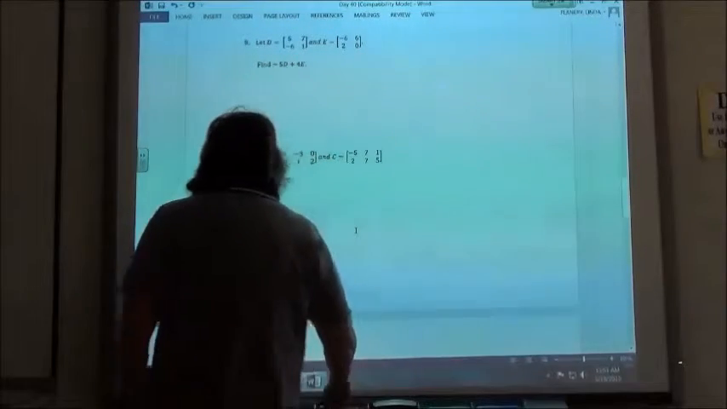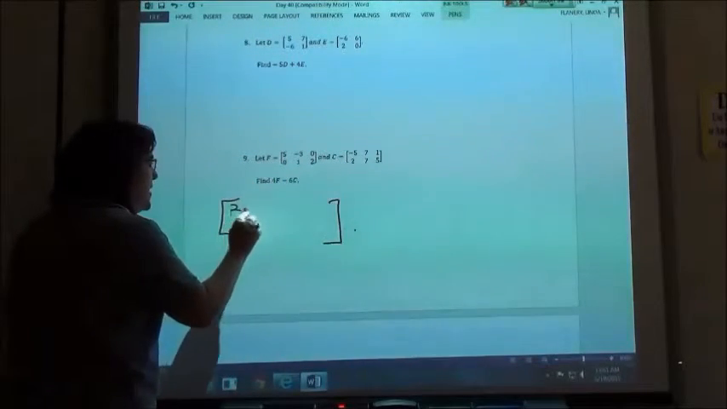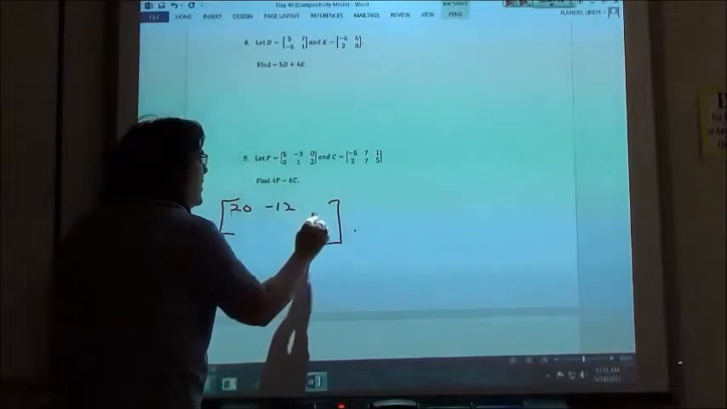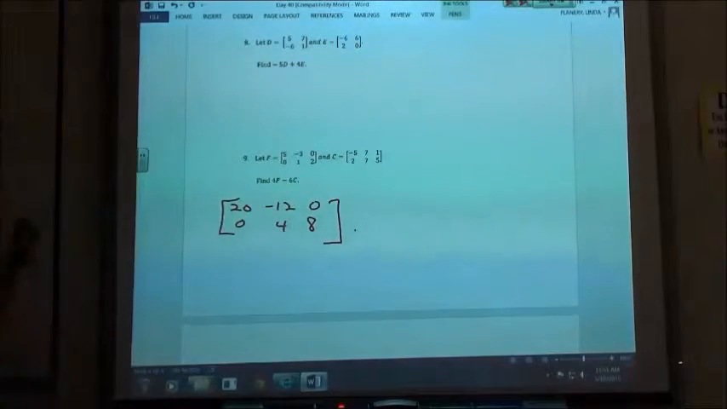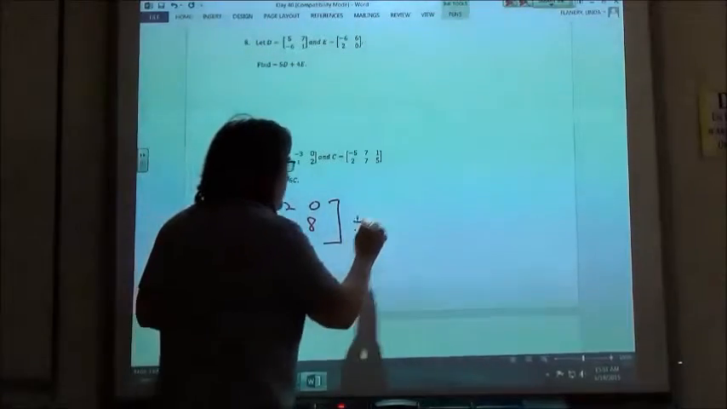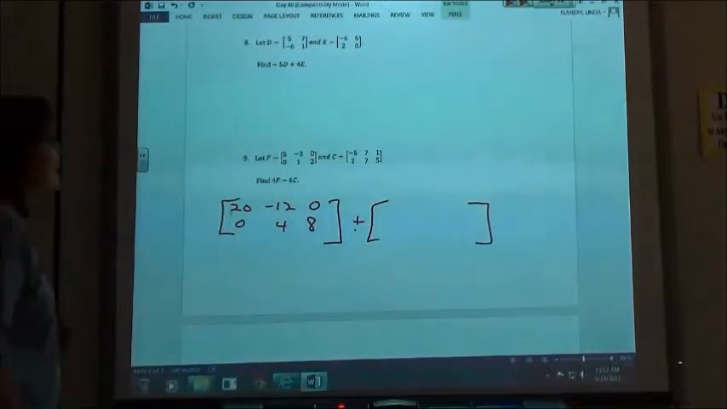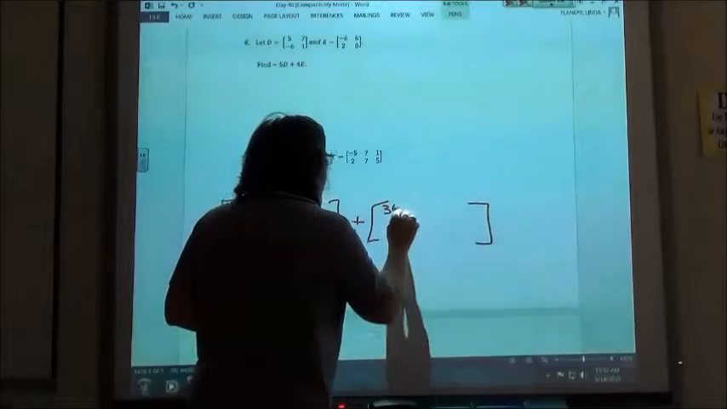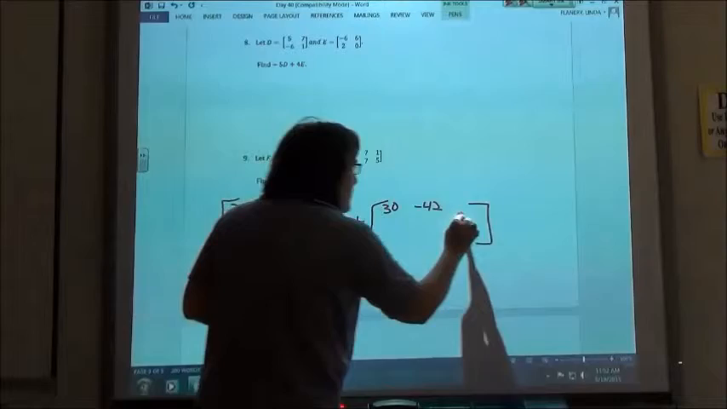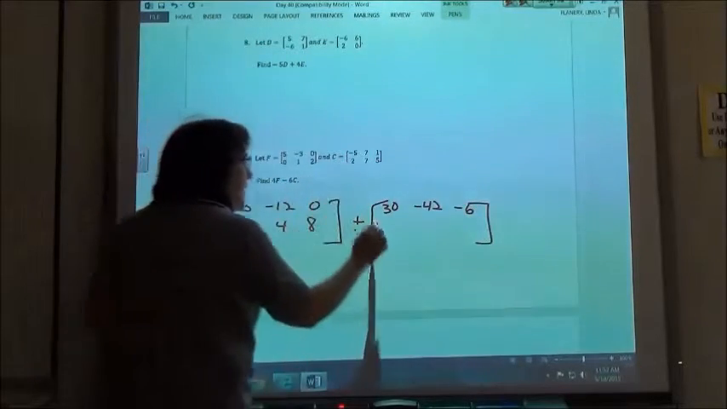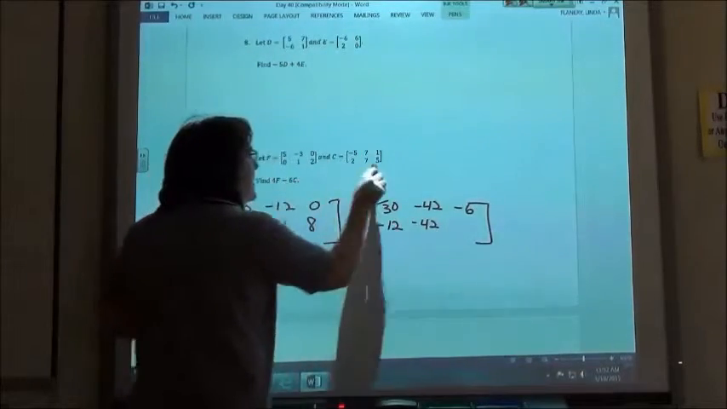Darn, huh? All right, so multiplying by 4. 4 times 5 is 20. And we get negative 12. Then we get 0, 0, 4, and 8 when we multiply each of those by 4. And we're going to do the next one. All of those are going to be multiplied by a negative 6. Negative 6 times negative 5. Negative 6 times 7, negative 6 times 1, negative 6 times 2, negative 6 times 7, negative 6 times 5.